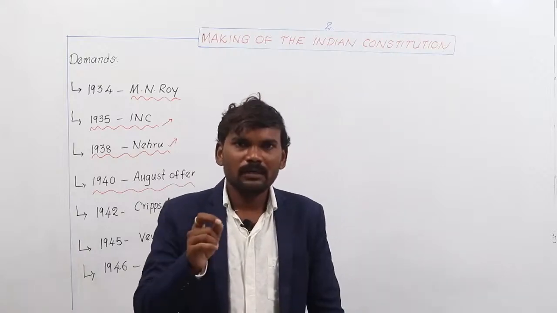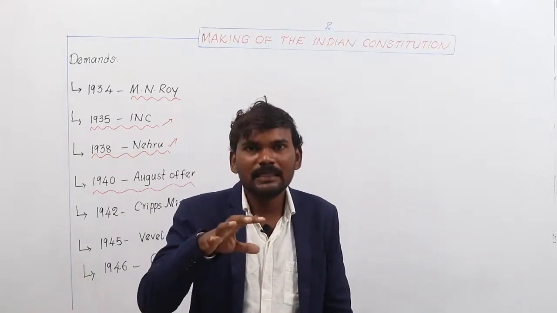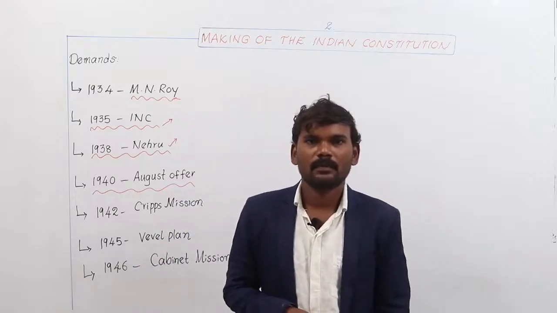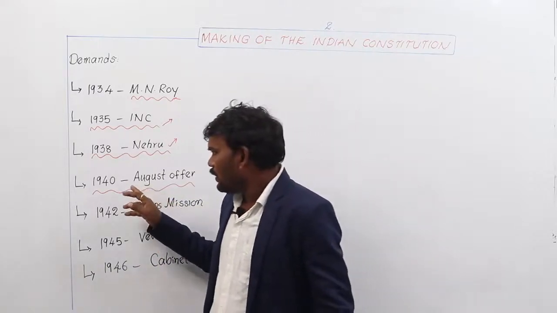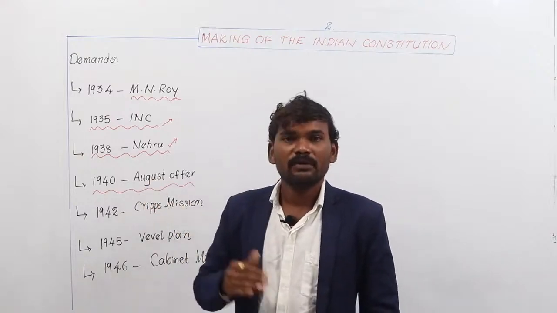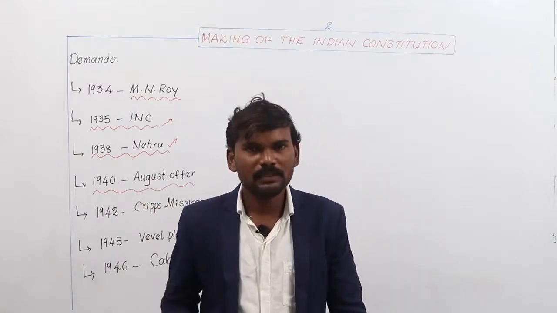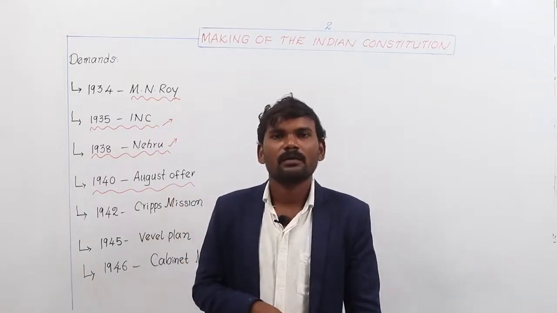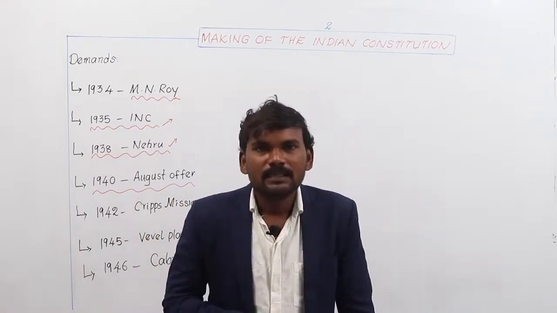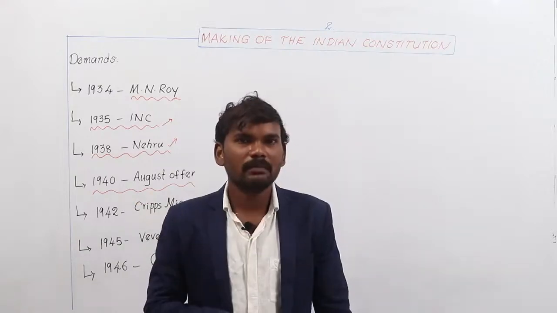When the Second World War started in 1939, the British government tried to seek cooperation from Indians. In the course of the Second World War, in 1940, Lord Linlithgow, then the Governor General or Viceroy of India, put forward a demand to the Indians: if Indians would cooperate.